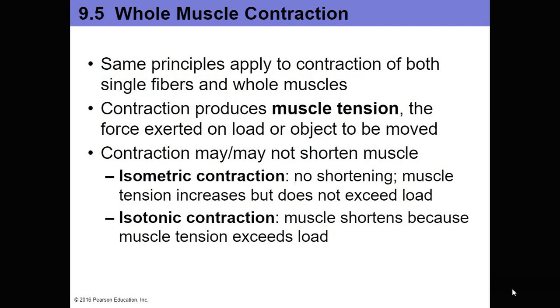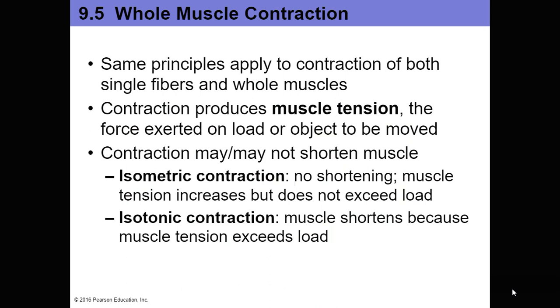Principles that apply to contraction of a single fiber apply to whole muscles. So contraction produces tension, and tension is the force exerted on the load or object to be moved. This isn't a physics class, but if you remember from physics, forces act in pairs. For every action, there's a reaction. So the contraction produces a tension that is exerting a force on a load. Think of it this way: the muscle is pushing on the load, but the reaction is the load is actually pushing back on the muscle.